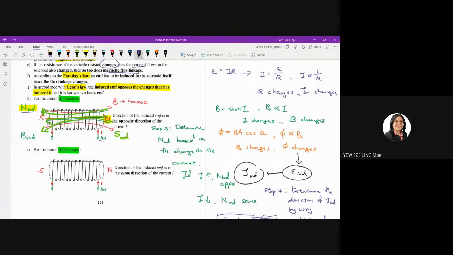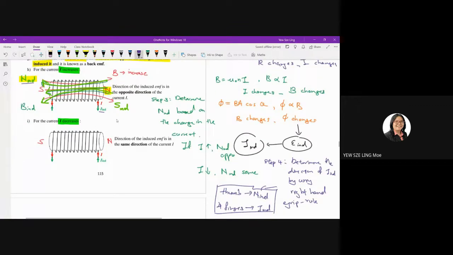Okay, in the clockwise direction. So that is how you determine the directions of your current and also the directions of your induced current, right? Now, sometimes students will ask me, how am I going to determine the direction, whether it's clockwise or anti-clockwise? You need a bit of imagination. Okay, now let's look at I.